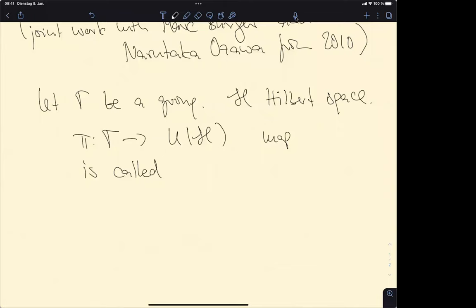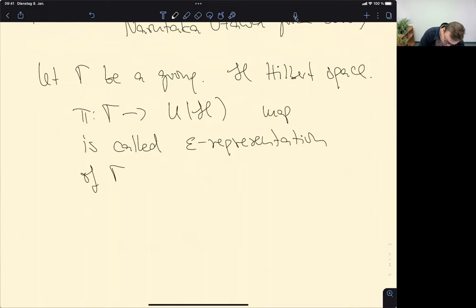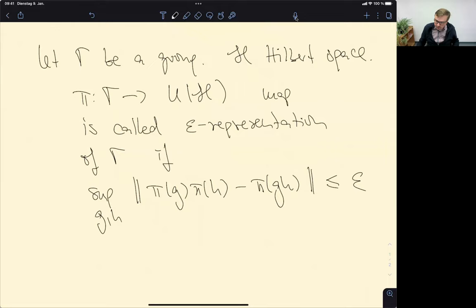Yeah. This is called an epsilon representation of gamma if the supremum over g and h of the norm of pi(g)pi(h) minus pi(gh) is less than epsilon. Right, so if it's really a homomorphism, then of course this supremum would be equal to zero. That these are epsilon representations for any epsilon. And well, maybe there are some maps which are just epsilon representations for some positive epsilon, but not for all epsilon, right? So maybe this is actually not quite a homomorphism, but only in some sense almost a homomorphism.